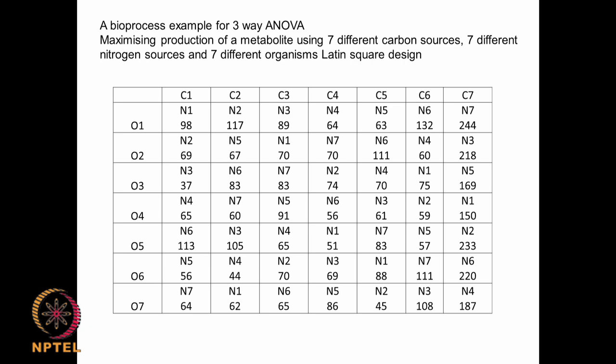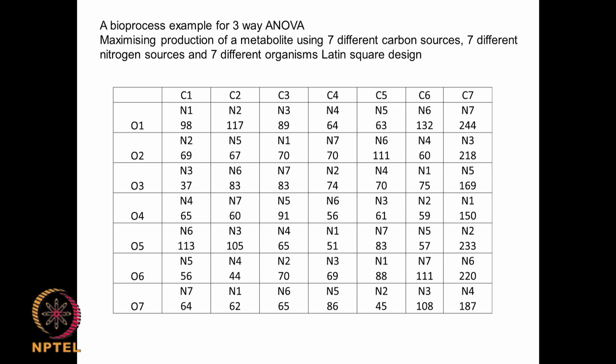So, N1, N2, N3, N4, N5, N6, N7, and then you have different nitrogen for these organisms and carbons. But the total number of N1s will come out to be 1 in this column, and total number of N2 will come out to be 1, N3 will come out to be 1, and so on actually. So, that way there is some sort of a symmetry.